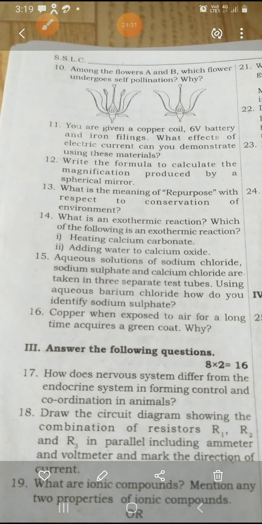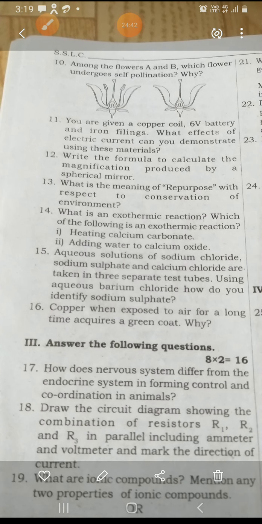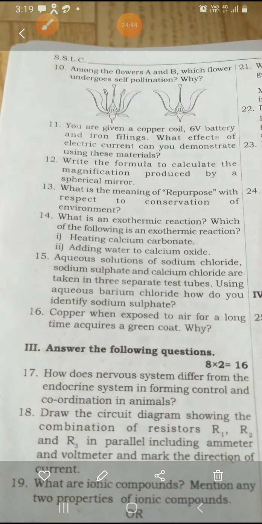So children, in today's class, as you know, we have discussed the 19th question. Till the 19th question we have discussed. And in tomorrow's class we are going to discuss the 20th question of 2 marks. So till then, children, kindly go through the answers and write. I hope you are all writing neatly.